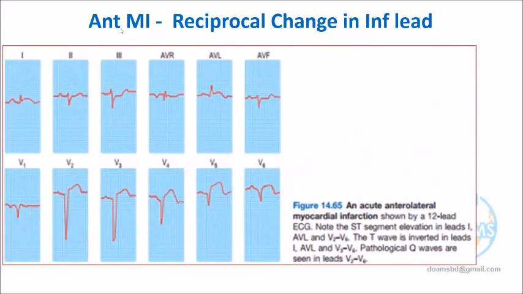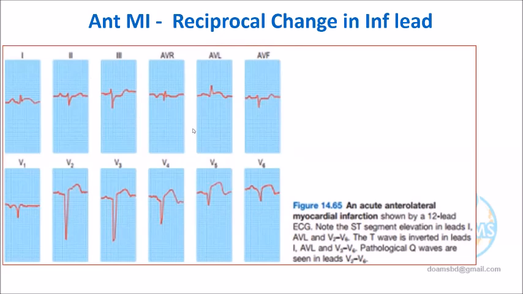Now, this is anterior MI, V1 to V3. So we will say that the reciprocal change will be found in the inferior leads. You see, 2, 3, AVF, 2, 3, AVF. This is ST depression. So anterior MI is associated with reciprocal change in the inferior leads.